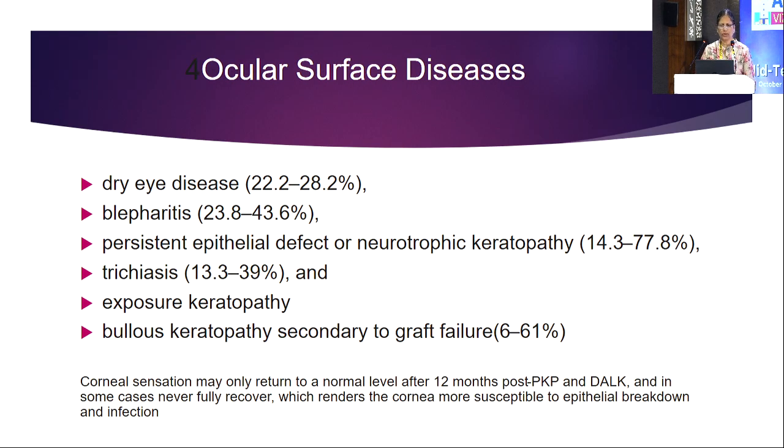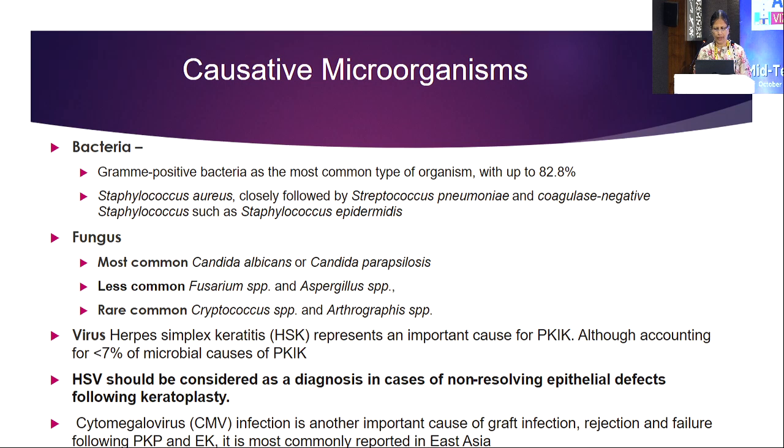The fourth condition is ocular surface diseases. Dry eye is the most common cause because of the prolonged steroids, and in PK and DALK corneal sensation may not come back over a period of 1 year, or sometimes may not fully come. That is the cause of dryness. Dry eyes, blepharitis, persistent epithelial defect, neurotropic keratitis, trichiasis, exposure keratopathy and bullous keratopathy are the common conditions that can invite infection after PK.